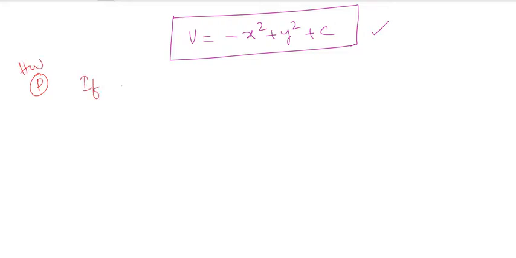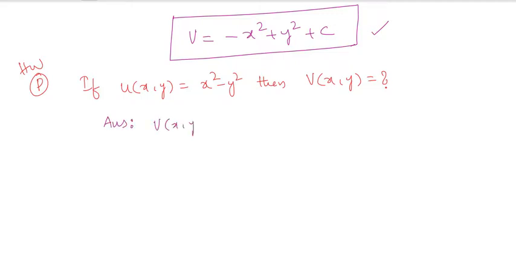If u of x comma y is equal to x square minus y square, and it is an analytic function, then v of x comma y is. Try to solve this. Your answer will be v of x comma y is equivalent to 2xy plus some constant k. Yeah, that you can do.